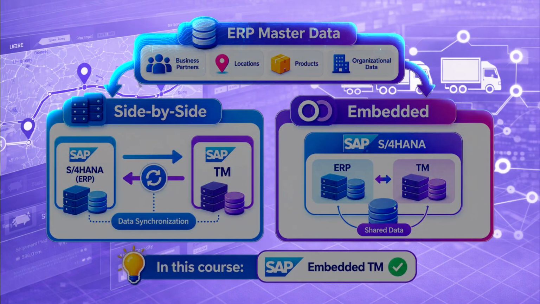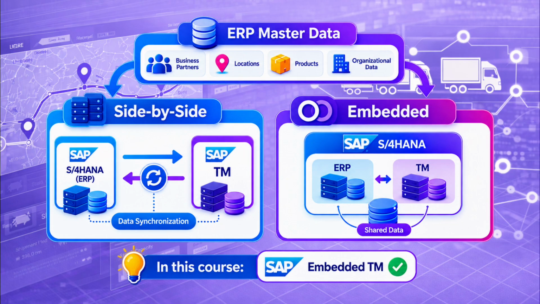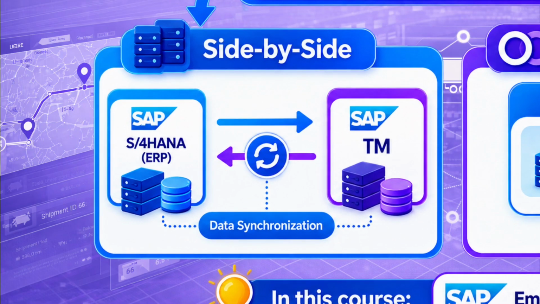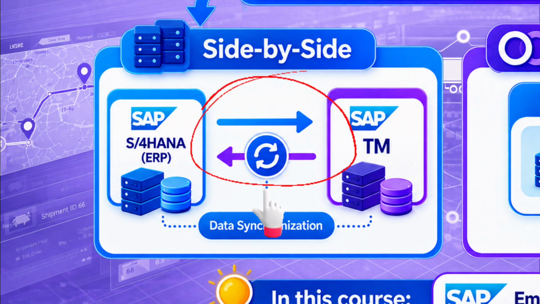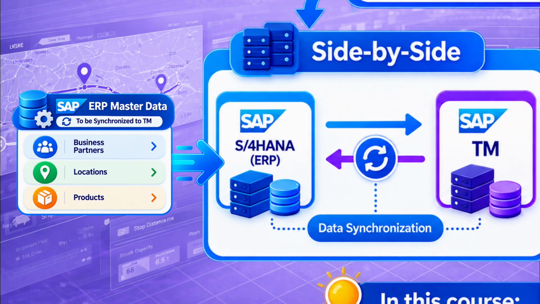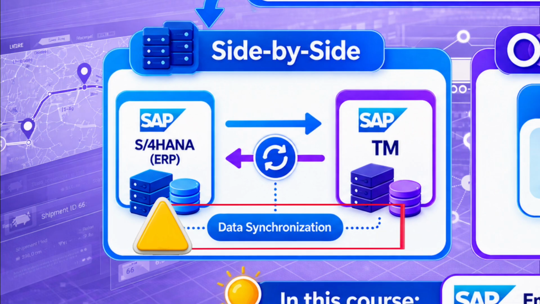Now, let's briefly talk about how ERP master data is handled in SAP TM. In a side-by-side implementation, SAP TM runs in a separate system from SAP ERP or S/4HANA. This means that the relevant master data and transactional data required at transportation processes must be transferred and synchronized between the ERP system and SAP TM. For example, master data such as business partners, location, products, and organizational data needs to be available in TM so that the transportation planning can be performed correctly. The main implication is that data synchronization becomes an important part of the implementation. If data is not transferred correctly or is not kept synchronized, it can directly affect processes in SAP TM.